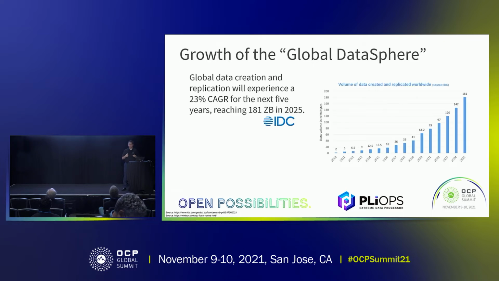As we have seen firsthand, the demand of data growth is amazing. IDC shared their report, the DataSphere, they called it. And in it, they said the global DataSphere will have an annual global data creation and replication growth that will exceed 23%, a 23% CAGR for the next 5 years, and reach 81 zettabytes in 2025.